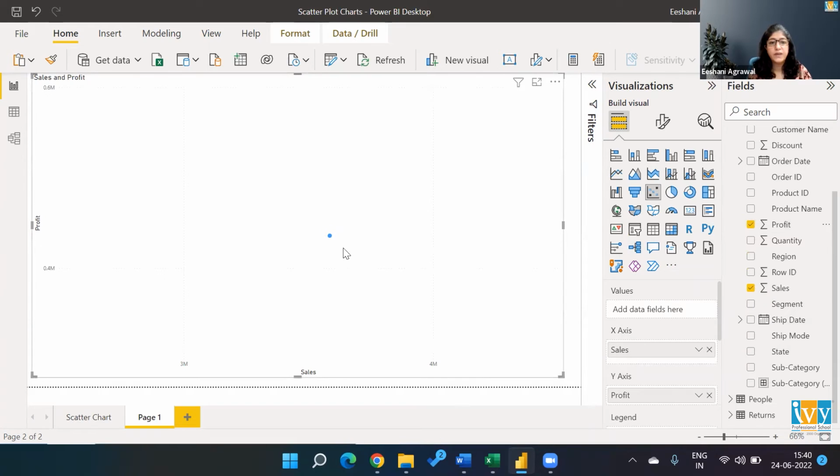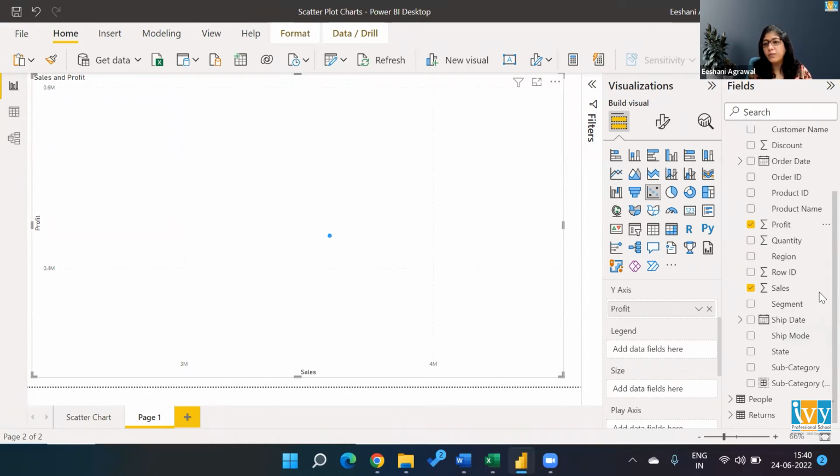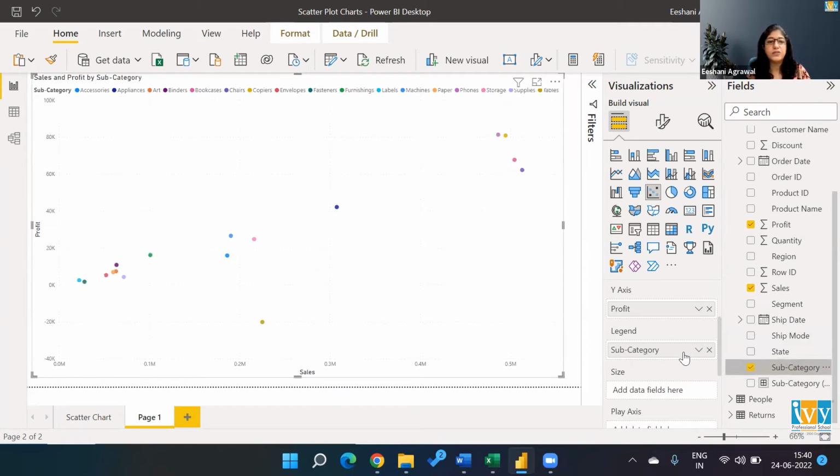Now you will see nothing is there except for one single dot, whereas I had a lot of dots in my chart. So how did it come? If you see, the x-axis, y-axis is given, and then comes the legend. So I am going to go ahead and pick up the subcategories and put them in the legend. So for each subcategory, it has calculated a total sales and a total profit, and based on that, created a dot on my chart.